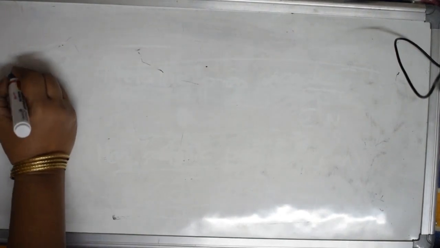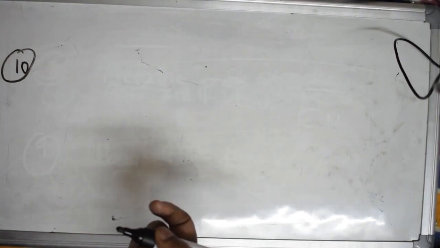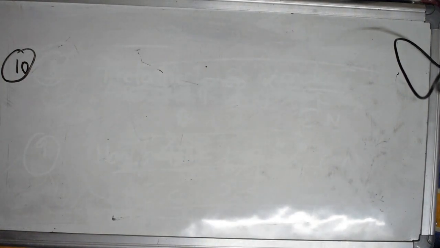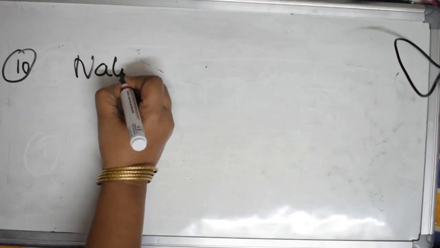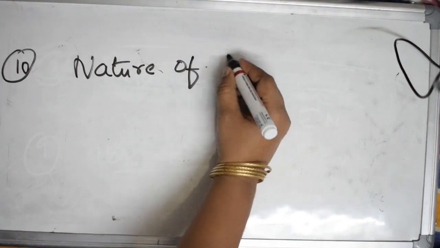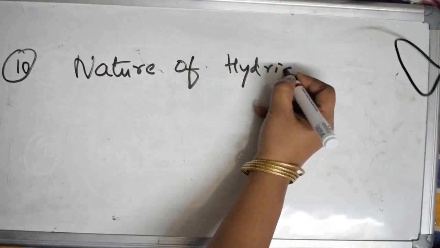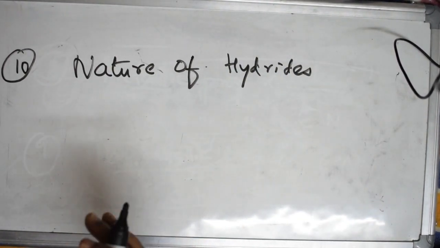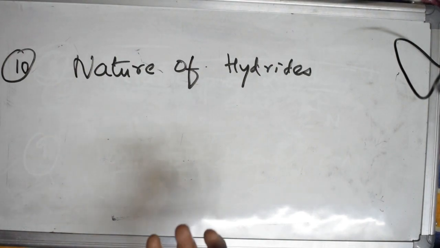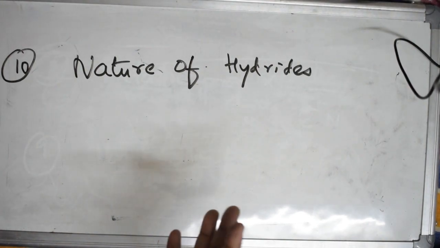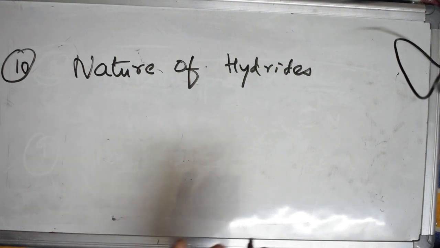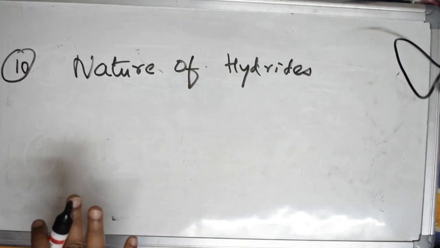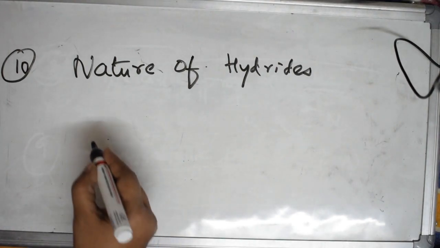Now let us come and do the 10th trick. Here in the 10th trick, I'm going to talk about the nature of hydrides. Let us write nature of hydrides. You know what hydrides are, isn't it? Hydrides are, like, NaH, a metal with a hydrogen atom, or a non-metal with a hydrogen atom, NH3, CH4. So if I have to see the nature of hydrides, nature of hydroxides also we'll see.